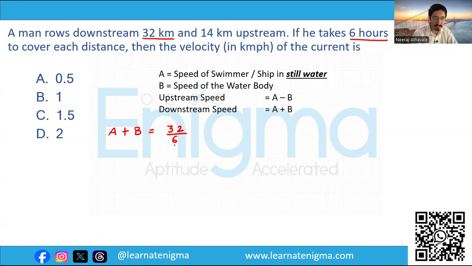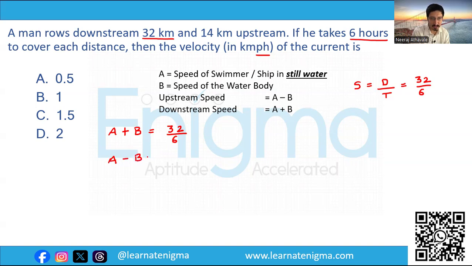The reason we are dividing it by 6 is we want the velocity in kilometers per hour. So therefore, we get the speed of the man downstream speed. So we know speed formula is distance upon time. So the distance here is 32 and the time is 6. And that's why we get this equation 32 upon 6.